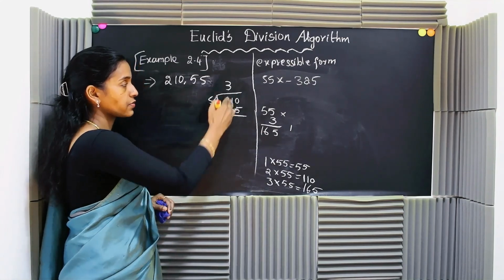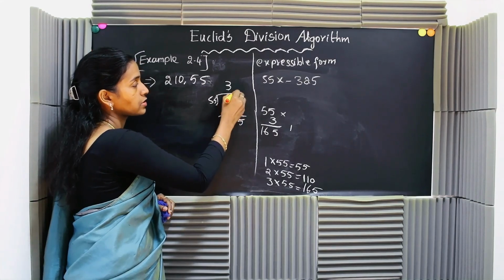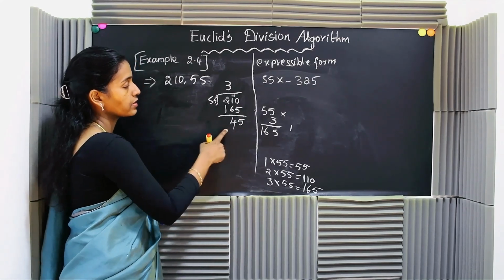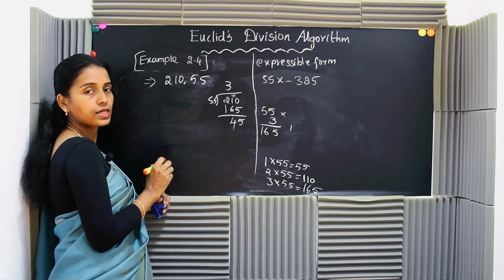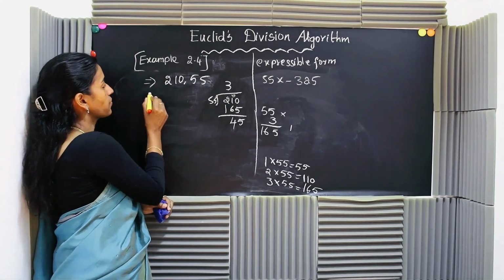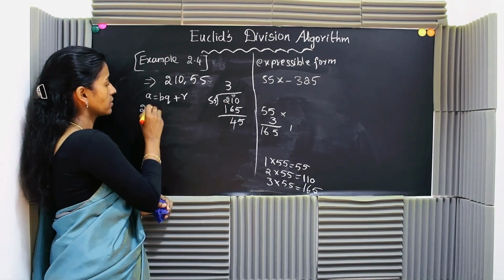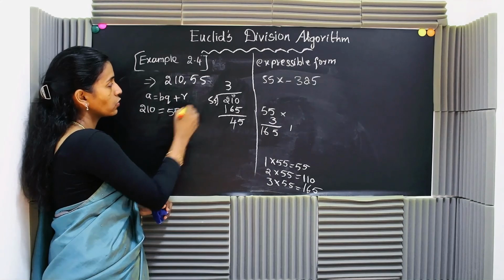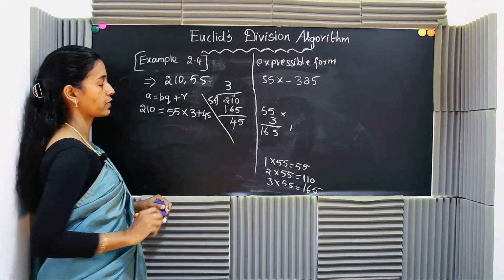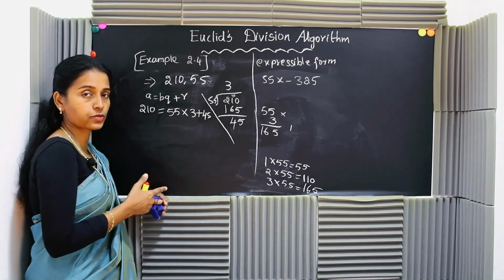If you subtract 165 from 210, we get 45. The quotient is 3 and the divisor is 55. We should follow Euclid's division lemma formula: a equals bq plus r. Here a is 210, b is 55, q is 3, and r is 45. Here the remainder is not equal to 0.